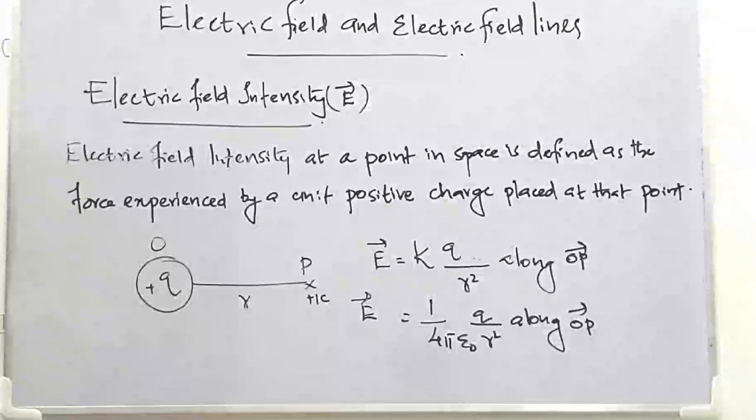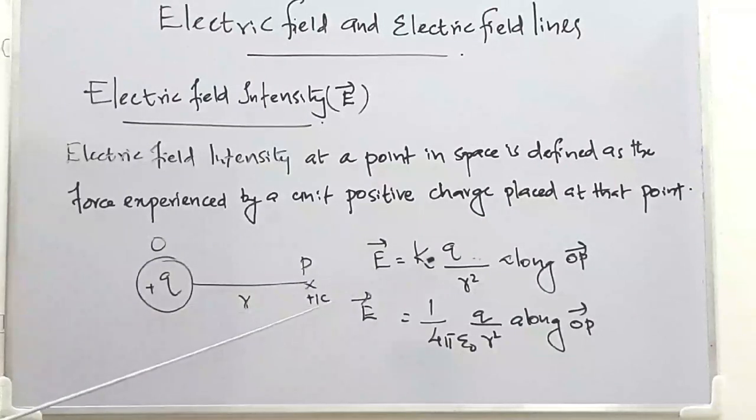Here, suppose this is a particle which is having a charge plus q, and we want to find out the intensity of electric field produced by this charge at this point, that is at P. So what we have to do is imagine a plus 1 coulomb charge placed here and find out the force experienced by that charge. Electric field intensity is the force experienced by a unit positive charge placed at that point. So we find the force experienced by this unit positive charge.